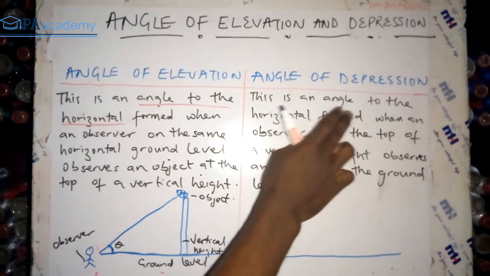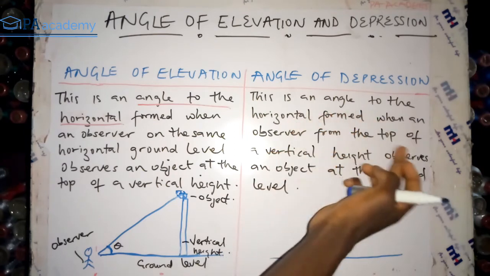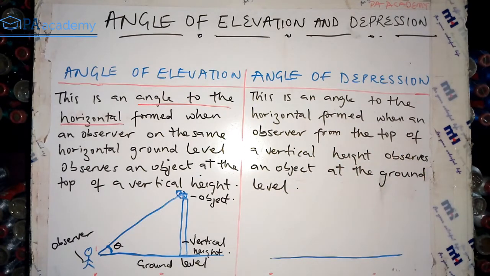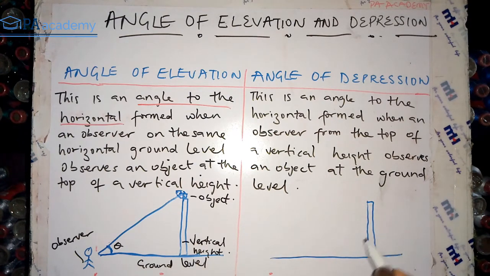You say this is an angle formed to the horizontal. Okay, this is an angle to the horizontal formed when an observer from the top of a vertical height. So first, let's draw our vertical height. Let's draw a pole to represent our vertical height. So we've drawn a vertical height.